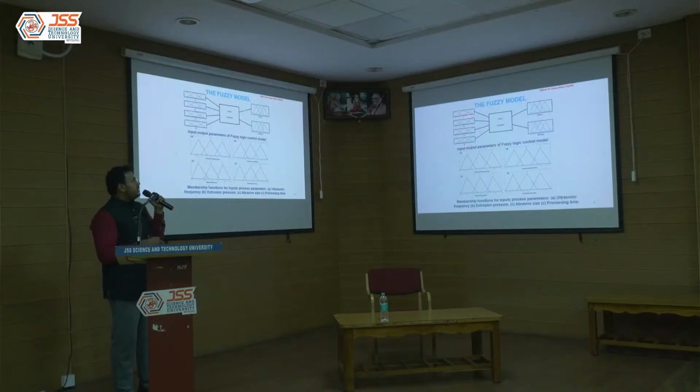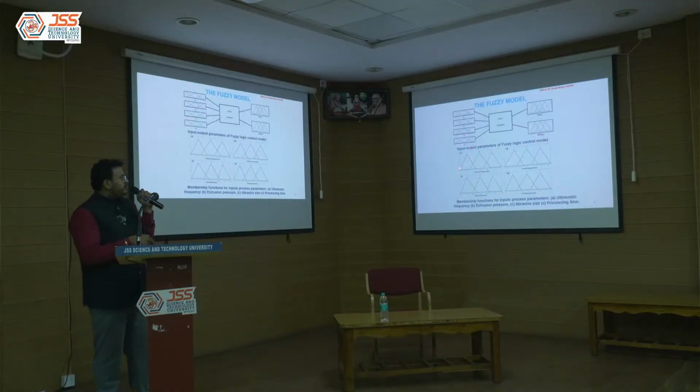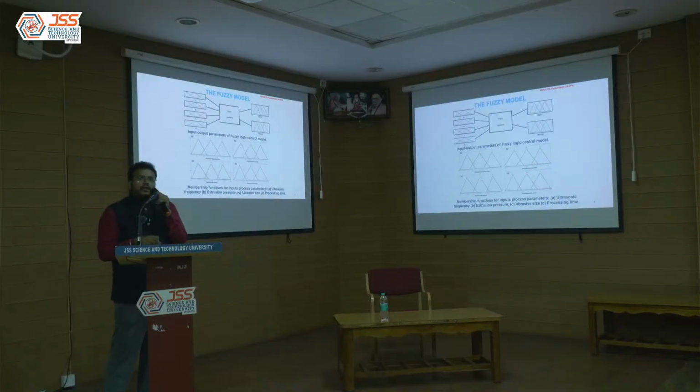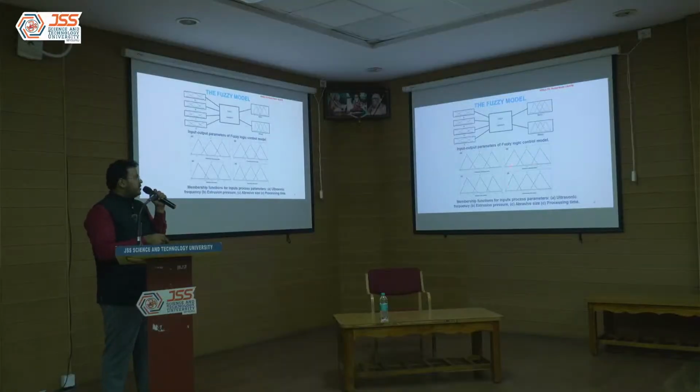The input parameters are A, B, C, D. A is my applied frequency, B is my extrusion pressure, C is the abrasive size, and D is the processing time. We developed membership functions for all four parameters, and we have given the ranges called low, medium, and high. So it will print from 0 to 1 in between, whatever the result, like low, medium, and high ranges were given.